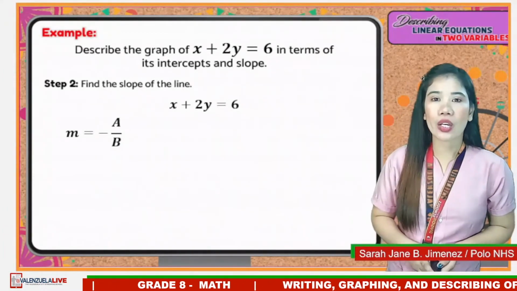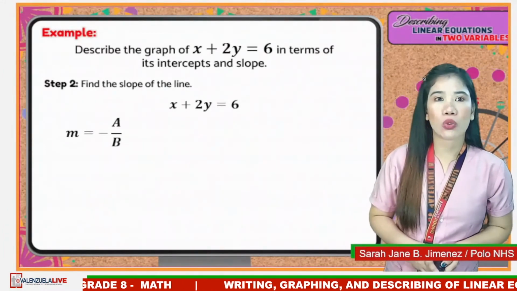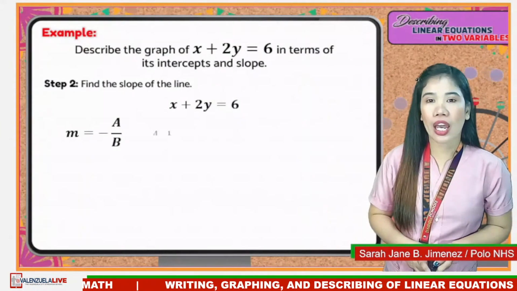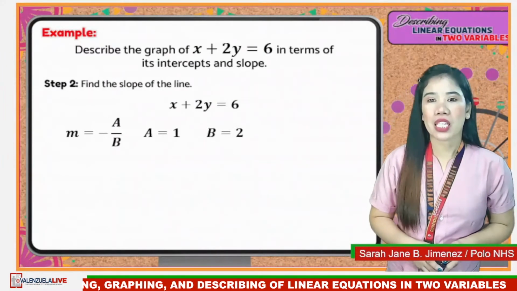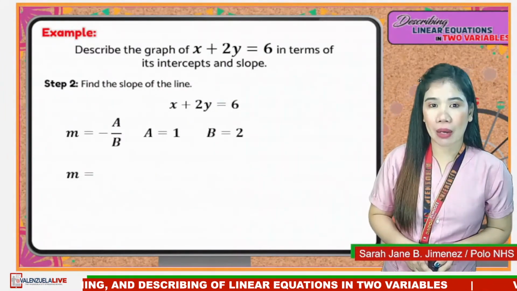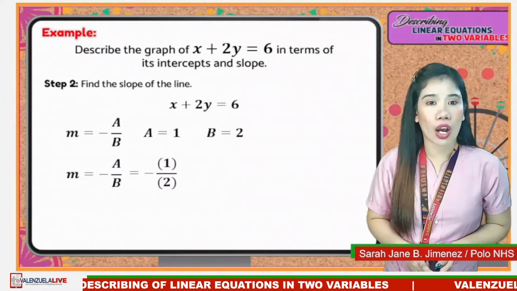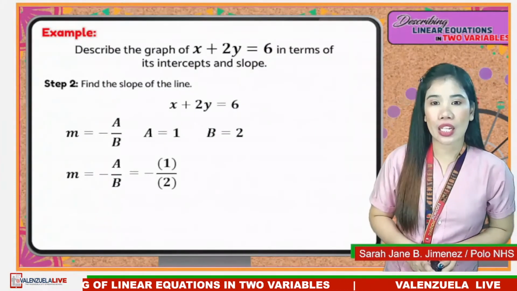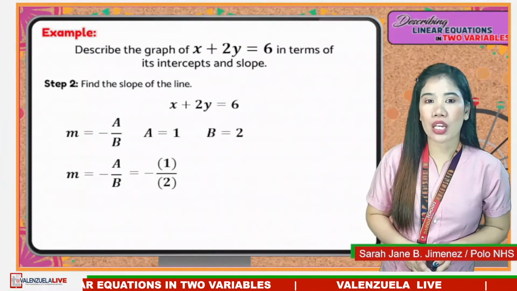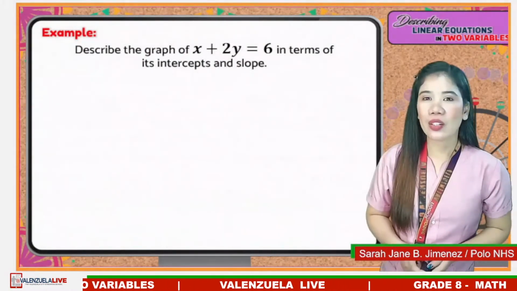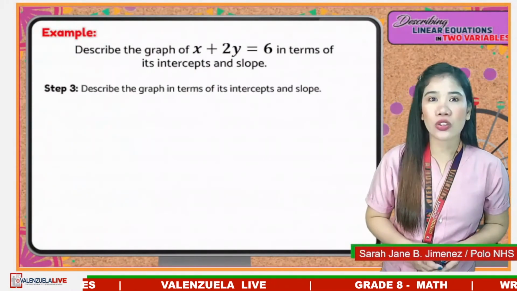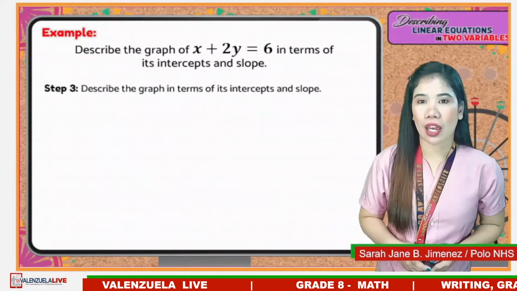For our equation, a is equal to 1 and the value of b is equal to 2. By substitution, we have m = -1/2. Hence, the value of slope is -1/2. We can now describe the graph of a line in terms of its intercepts and slope.